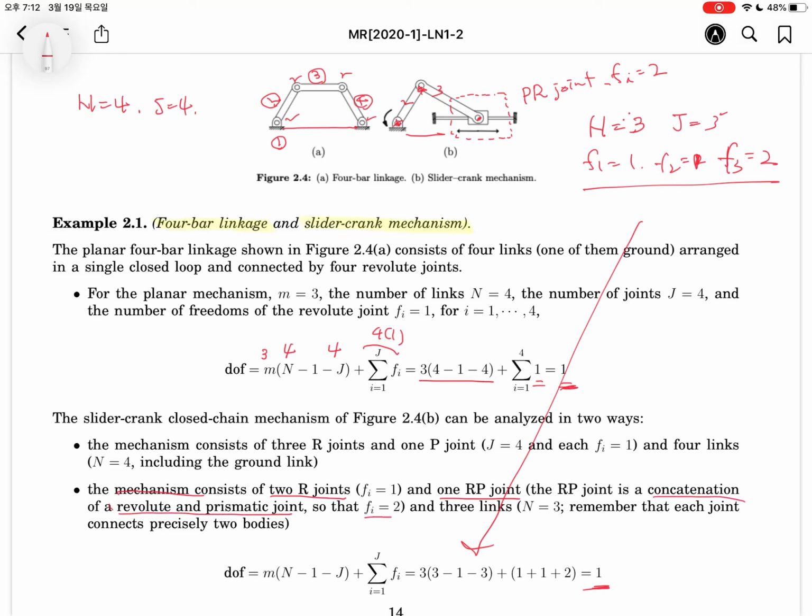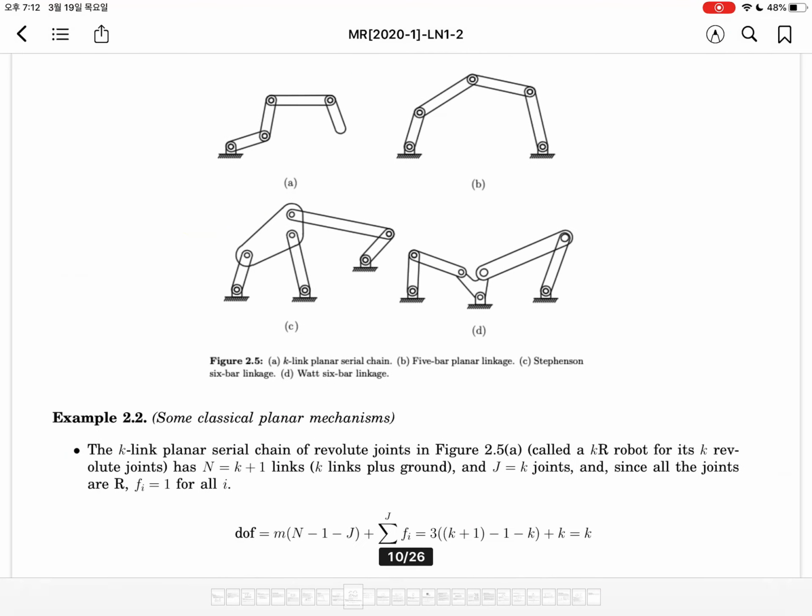And the 3 links and 3 joints, the sum of the degrees of freedom of each joint will be 4: 1 plus 1 plus 2. Okay.